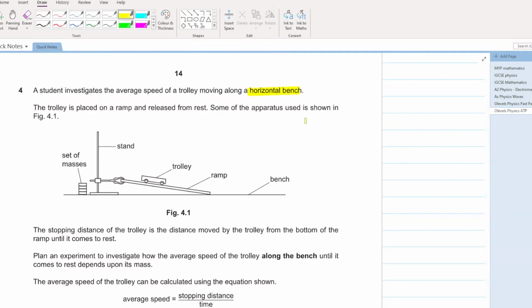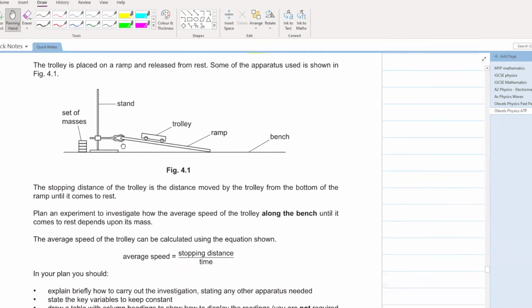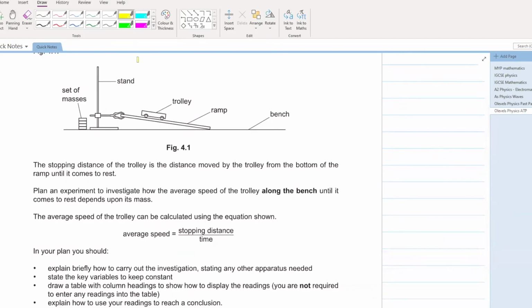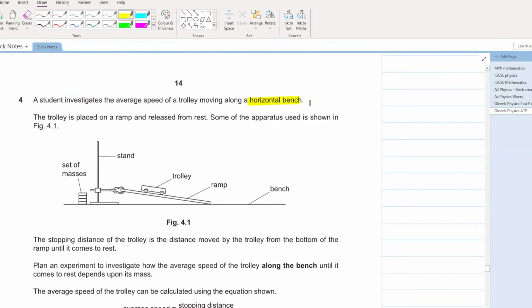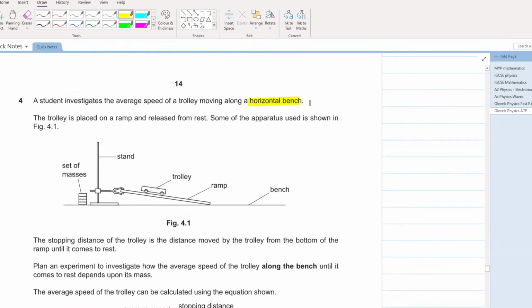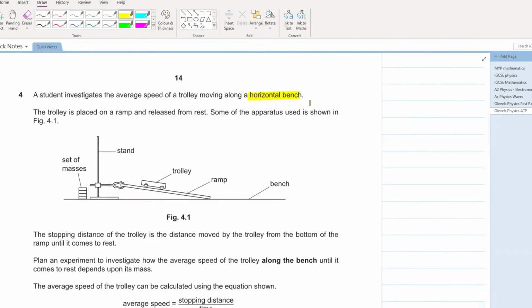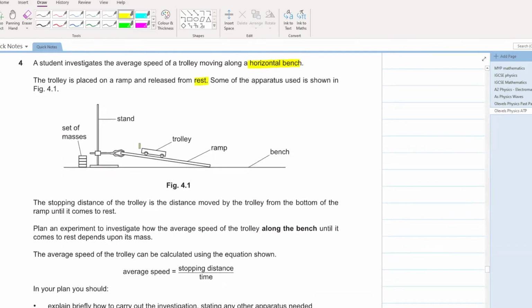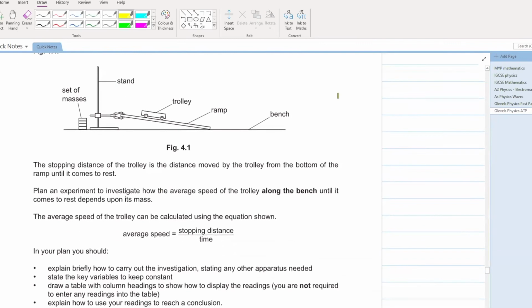What are the apparatus that we are using here? We have masses, stands, trolleys, a ramp, and a bench. The stopping distance of the trolley. So we are investigating the average speed of a trolley moving along a horizontal bench. The trolley is placed at a ramp and released from rest. Some of the apparatus used is shown in figure 4.1. The stopping distance of the trolley is the distance moved by the trolley from the bottom of the ramp until it comes to rest.